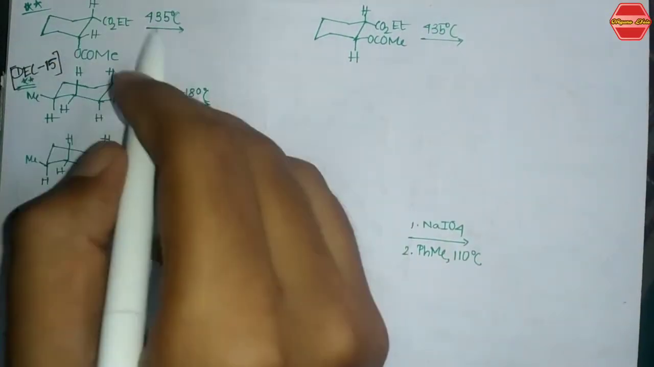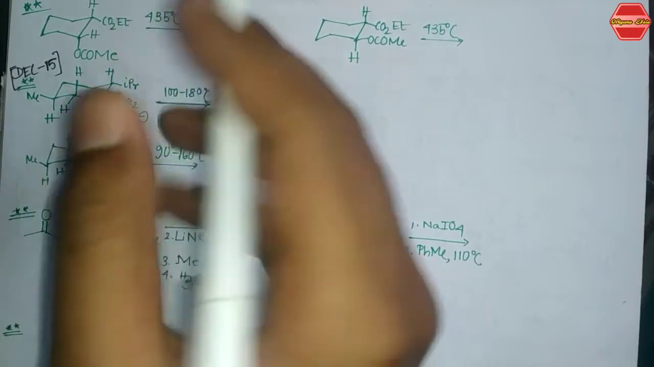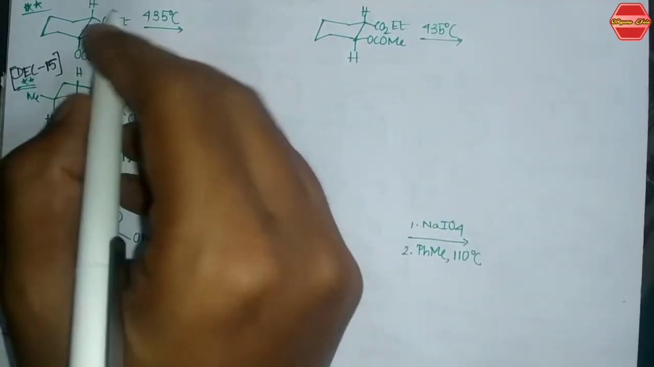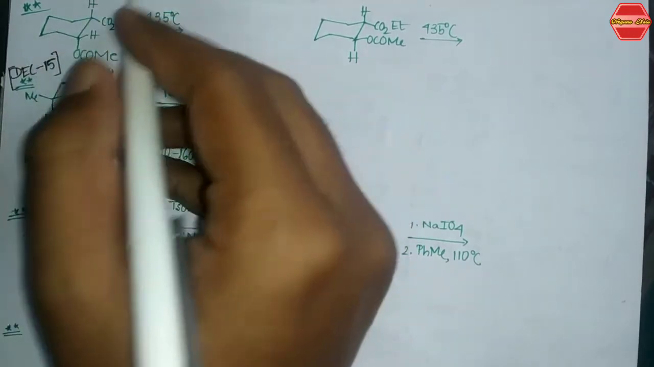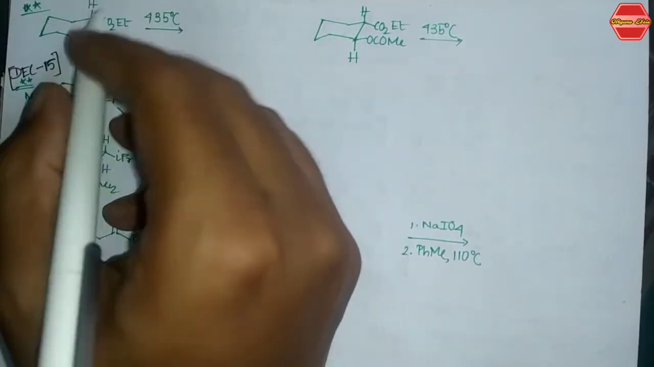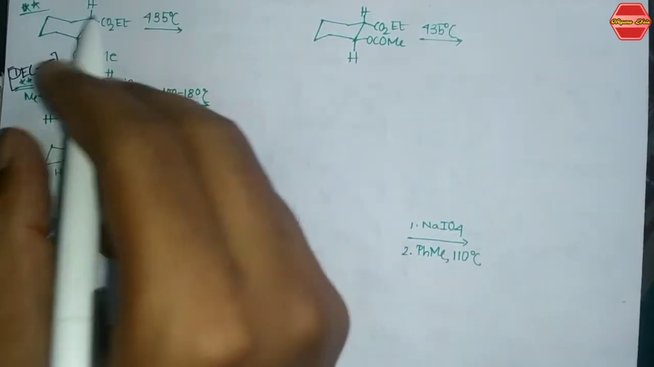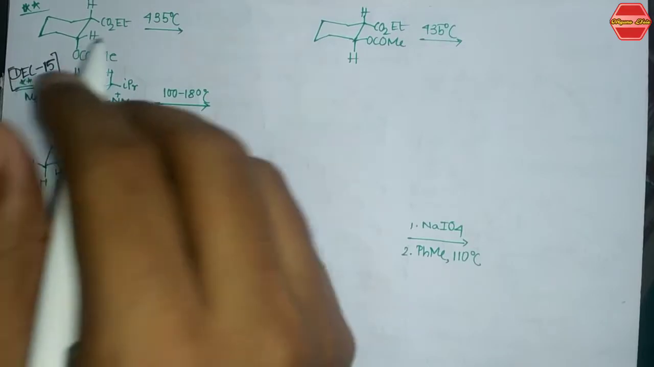Let's see another example of this kind of reaction, where you are given this kind of substrate and you are heating this compound at quite a high temperature. So you can see this OCOMe will leave from the system, taking a hydrogen from here, and you are getting an alkene. Now the question arises, where will the alkene formation take place, right?